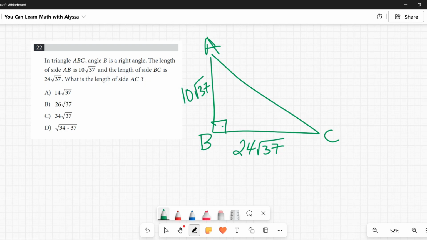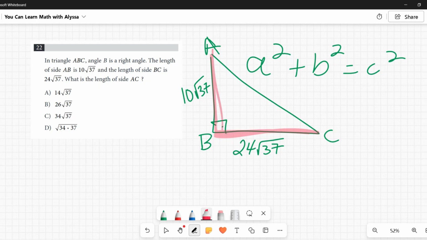Okay, so immediately when we have a right triangle and we have lengths of sides and we're asked to be able to find the length of a missing side, we immediately want to be thinking of the Pythagorean theorem, which is that a squared plus b squared equals c squared, where a and b are the legs or the shorter sides of a right triangle, the ones that are forming that right angle, and that our c is the hypotenuse, the longest side, the one that is opposite the right angle. Right, so that's what we want to be thinking.